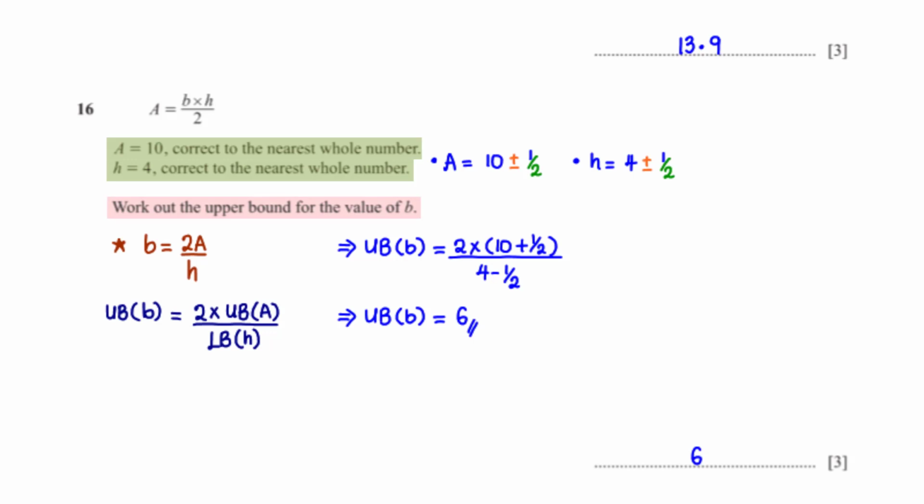When we correct 10 and 4 to the nearest whole number, we add and subtract 1 divided by 2. We want to find B, and so when we make B the subject of the equation, we get 2A over H. To get the upper bound of B, we need the upper bound of A and the lower bound of H. The upper bound of A is 10 plus half and the lower bound of H is 4 minus half. When we type this into the calculator, we get 6.